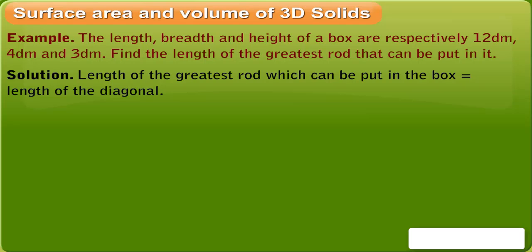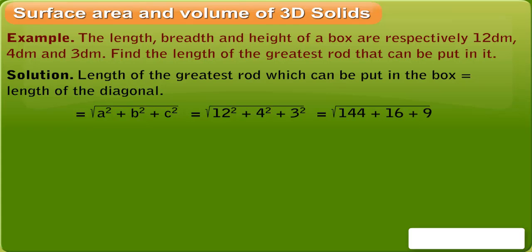And we know that the formula for the length of the diagonal of a cuboid whose sides are A, B and C is under root A square plus B square plus C square. Putting the values of A, B and C, this is equal to under root 12 square plus 4 square plus 3 square, which is under root 144 plus 16 plus 9, equal to square root of 169, which is equal to 13 decimeter. This is the answer.